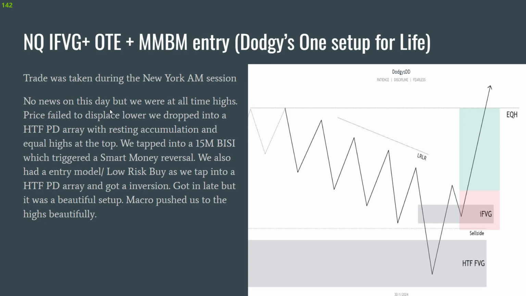So the trade was taken during the New York AM session. No news was on this day, but we were at all-time highs. Price failed to displace lower, and we dropped into a high time frame PD array with resting accumulation and equal highs at the top. We tapped into a 15-minute buy-side imbalance, sell-side inefficiency, which triggered a smart money reversal. We also had an entry model slash low risk buy as we tapped into a high time frame PD array and got an inversion. Got in late, but it was a beautiful setup as macro pushed us to the highs.